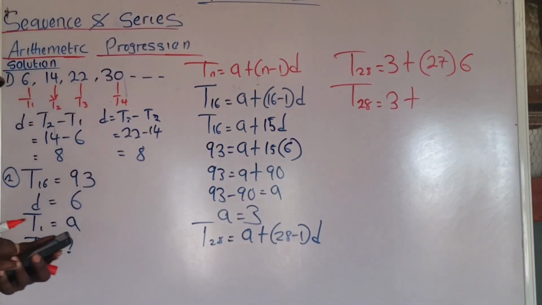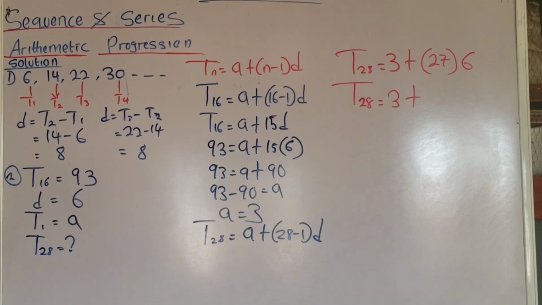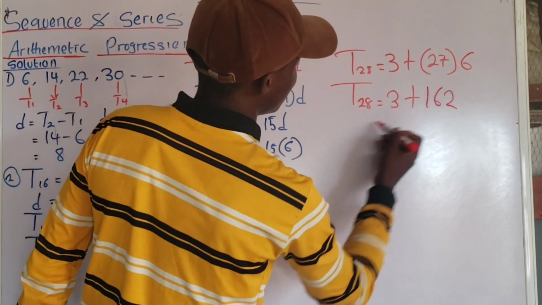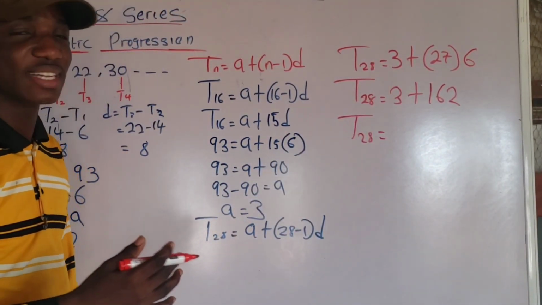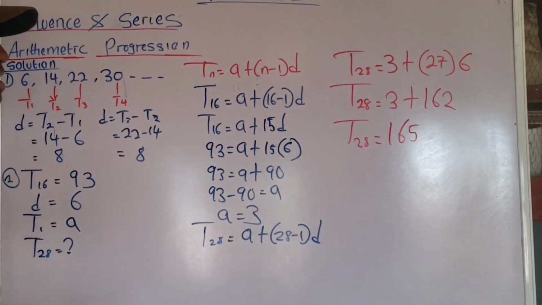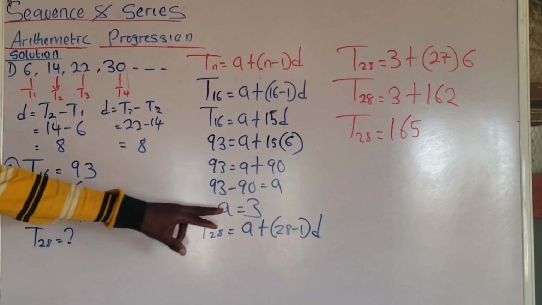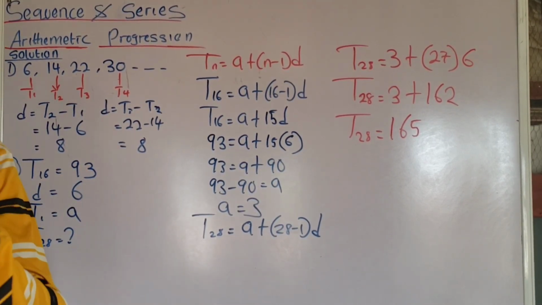Here, I'm going to have the 28th term is equal to 3 plus 27 multiplied by 6. That will give us 162. So I'm going to have 3 plus 162. So the 28th term is equal to 162 plus 3. That is 165. Hence, the 28th term of the AP is 165. And the first term is what? Is 3. So you can see that it is simple. All you have to do is just understand the basic concepts.